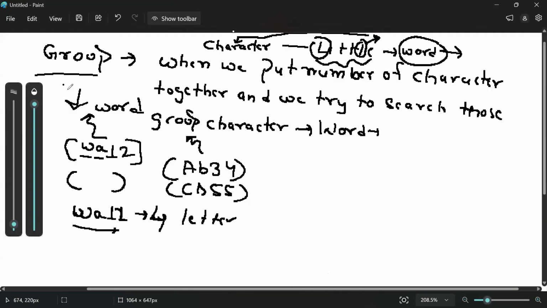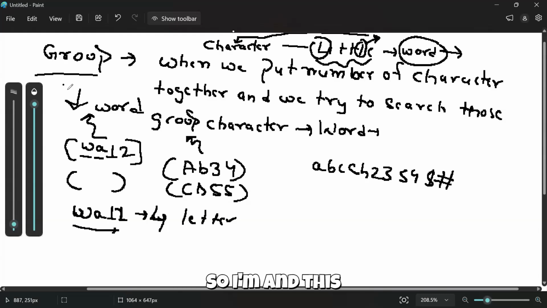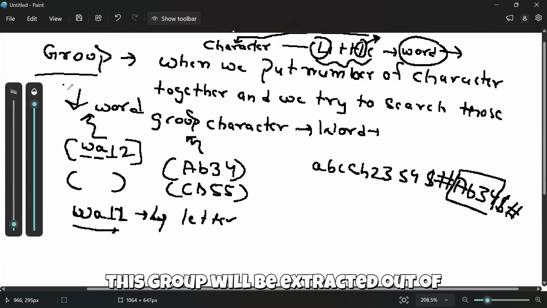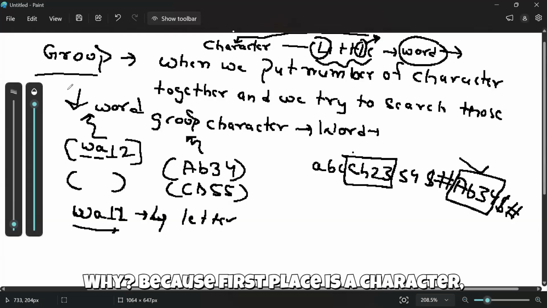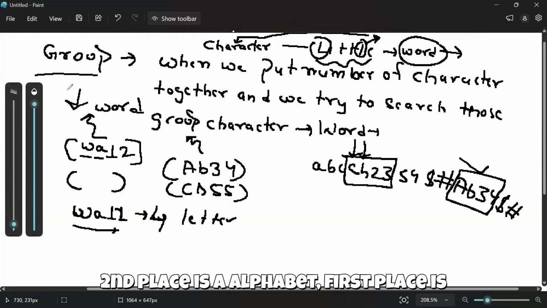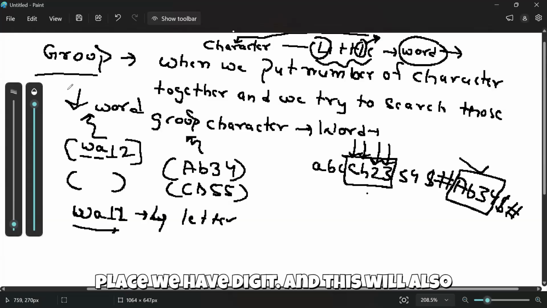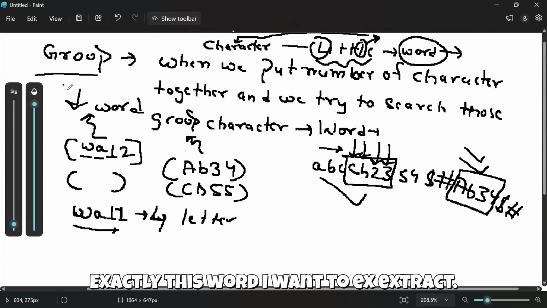Let's say we have ABCD, 24, 33, dollar, hash, whatever random characters. I got AB34, then here dollar, hash. So exactly this group will be extracted out of it, and this will also be extracted. Why? Because the first and second places are alphabets, the third place is a digit, the fourth place is a digit. Exactly this word I want to extract.